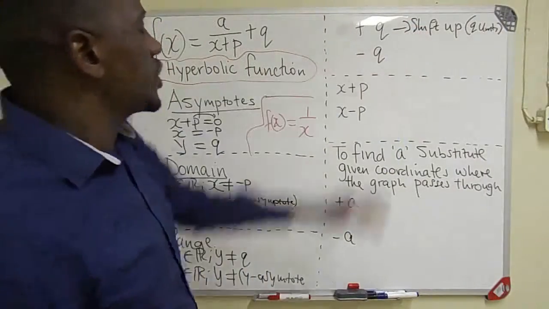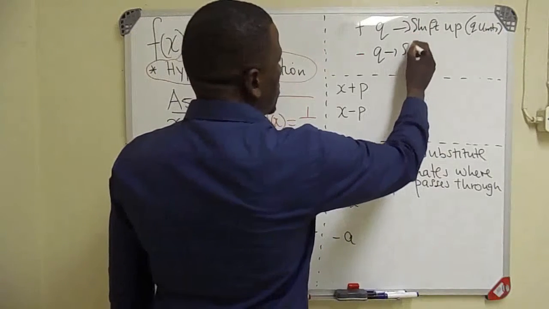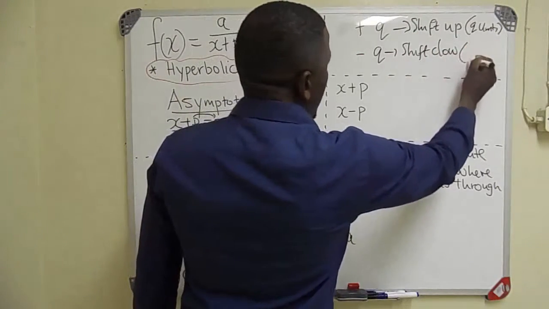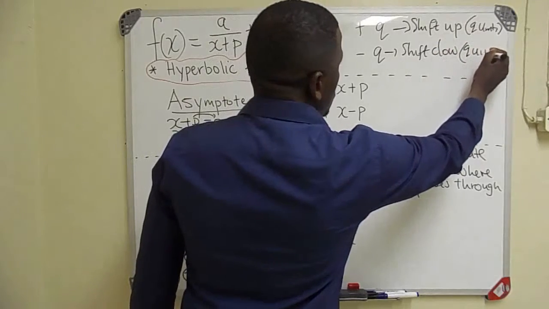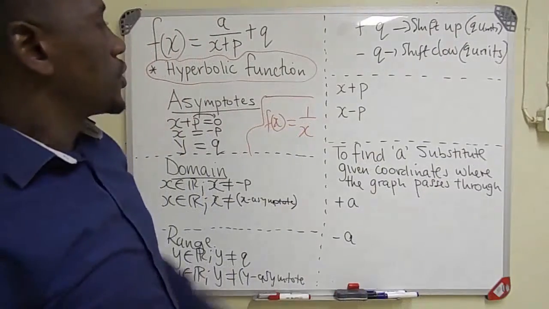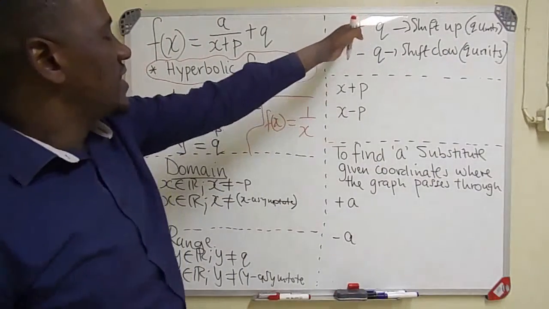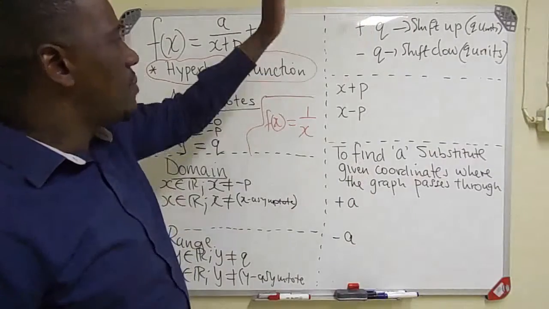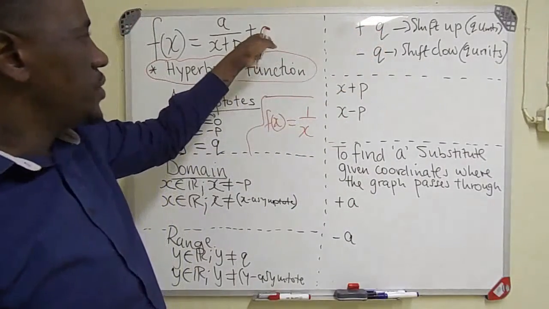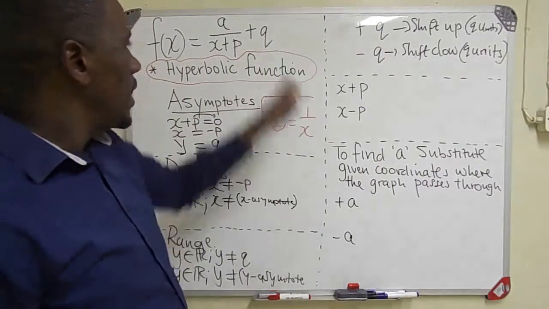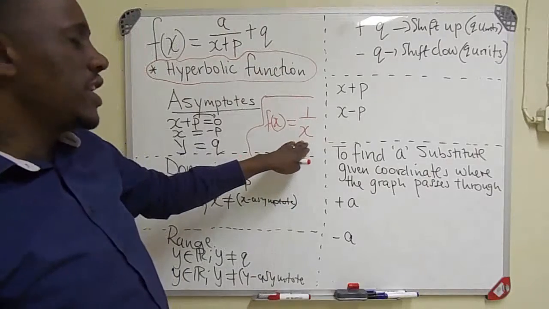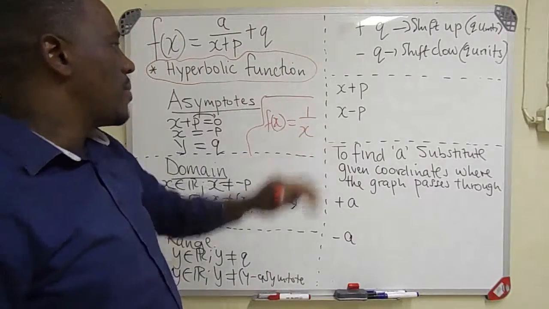And then minus q is a shift down. By how many units? By q units. So this one is known as a translation in y, shifting up and down. That's the effect of q. So if you're having a negative q, it shifts downwards, and a positive one shifts up. What are we shifting up and down? It is the original function of a hyperbola.